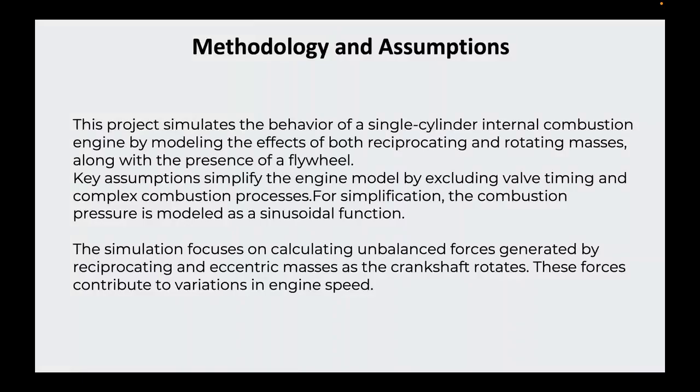For aero engines it is 1 by 1000 to 1 by 2000. The methodology for our simulations: we model a simplified engine system considering both rotating and reciprocating mass effect, including a flywheel. To keep the model manageable, we assumed a sinusoidal combustion pressure and excluded valve timing and detailed combustion dynamics. Our goal was to isolate and study the influence of unbalanced forces on the engine vibration.